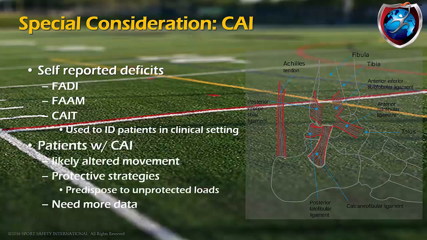Patients with chronic ankle instability likely incorporate altered movement and protective strategies that predispose them to unprotected loads during functional movements. More data is needed to determine how each of these measured deficits contributes to the chronic nature of instability.